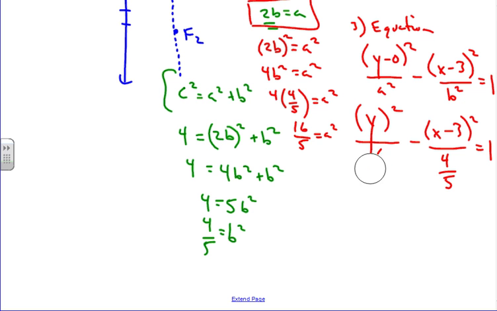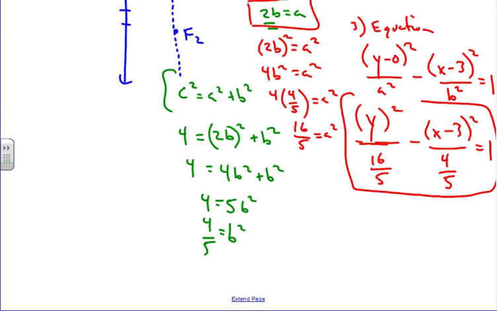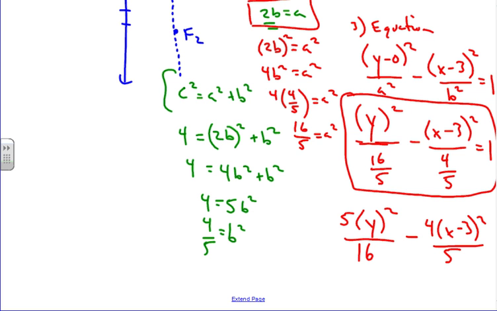You can't really see that very well. Okay, 16 over 5. So in your book or text, you can leave this as your equation of your hyperbola. Or we can write it as 5y squared over 16 minus 4 times x minus 3 squared over 5. You could also have that. So, 2 different ways of writing this equation.